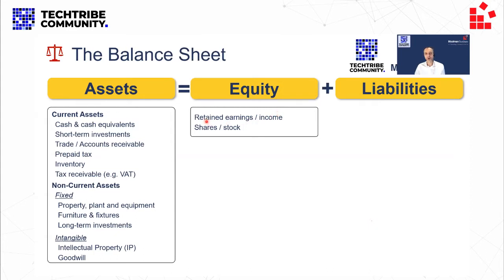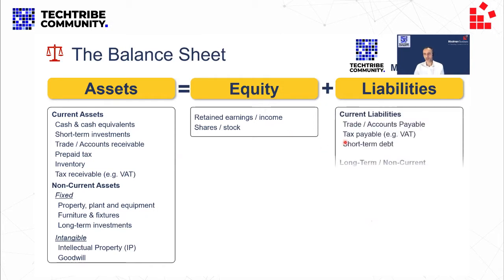So if you make a profit on the income statement, that will come in here as additional equity because it really increases the value, the equity in the business for the shareholders. And if you're making a loss, that will reduce the equity because it's eroding the value in the business for the business owners. And then we have the liabilities.